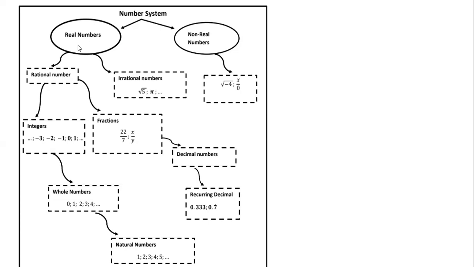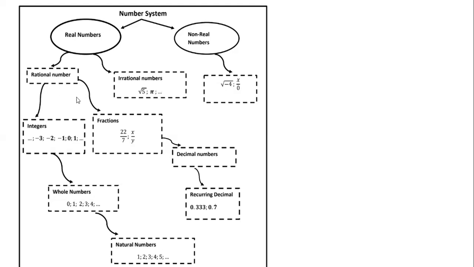Now, the number system is further subdivided into two subsets. So under the number systems, we have the real numbers. Now, what are the real numbers? Learn this: the real numbers can either be regarded as rational or irrational. Let us start firstly by talking about the rational numbers.